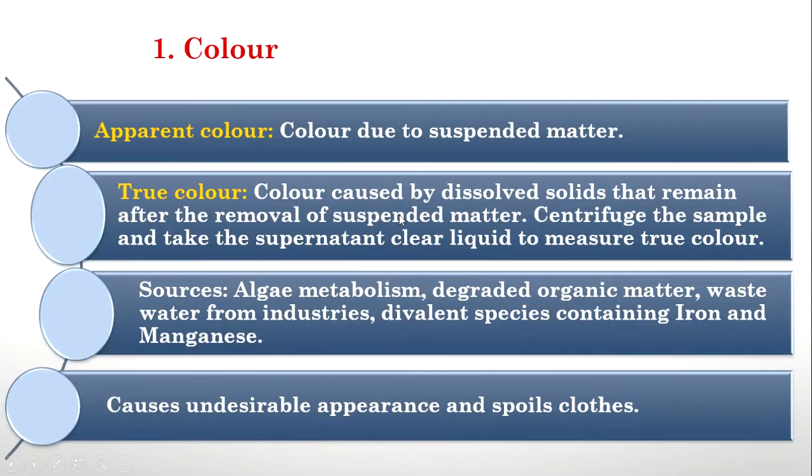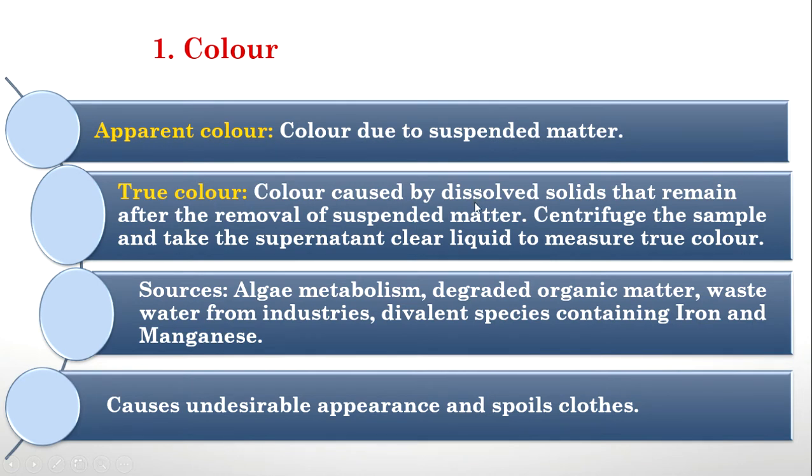First thing is color. Color can be explained in two main terms: apparent color and true color. Apparent color is the color which is developed by means of suspended matter in water, while true color is developed by means of dissolved matter in water. If you want to find the true color, we have to first centrifuge the sample. After centrifugation, the sediments will be settled down, and the supernatant clear liquid will be there above the sediments. That liquid has to be taken for testing the true color of the sample.